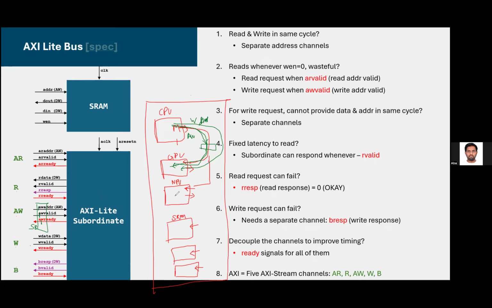But then the next response that you get from the subordinate might have valid data, and for that the RESP might be zero. If it is zero, you know that's valid data, a valid response. So the point is that it will keep the valid high even when the response has failed, to tell you that it is giving you a response. But then the R response will tell you that the response is not what you asked for, that it has failed. That's why you have two of these.